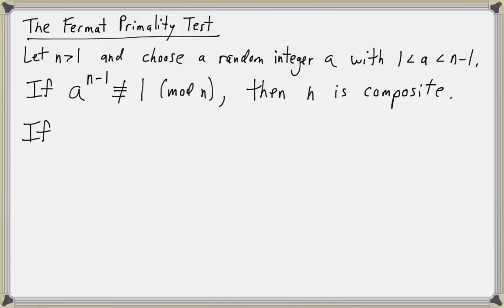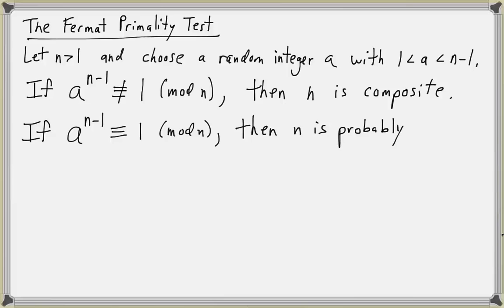Now if you compute a to the power n minus 1 and it actually is congruent to 1 mod n, then n is probably prime. Note the word probably. We see that this test can definitely confirm that n is composite, but only tell you that n is probably prime in the case when a to the n minus 1 is congruent to 1 mod n.